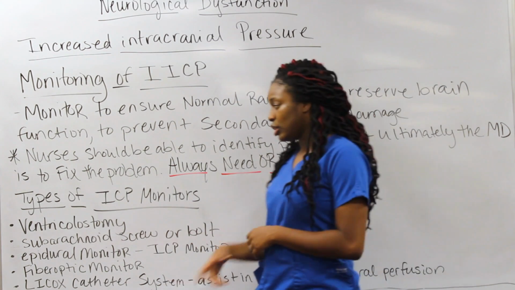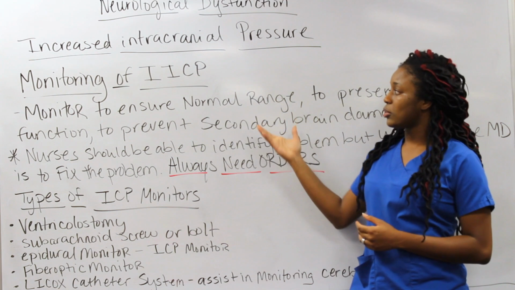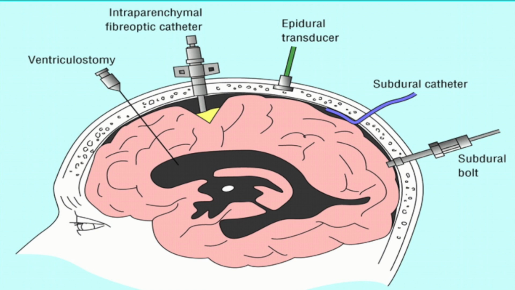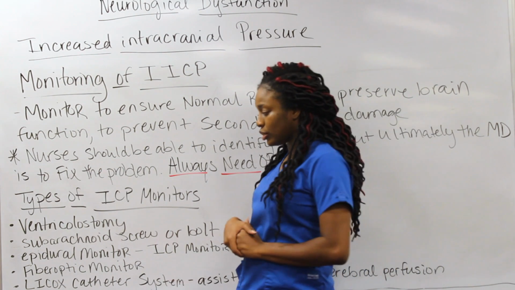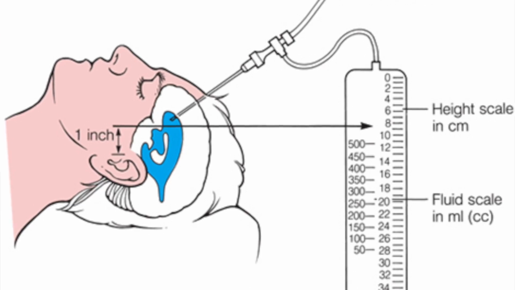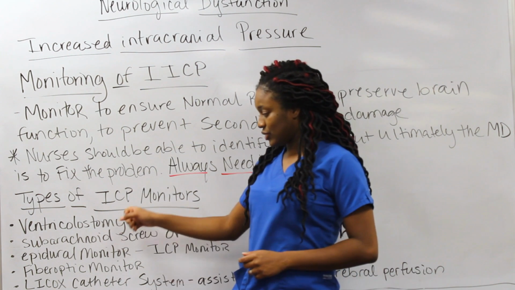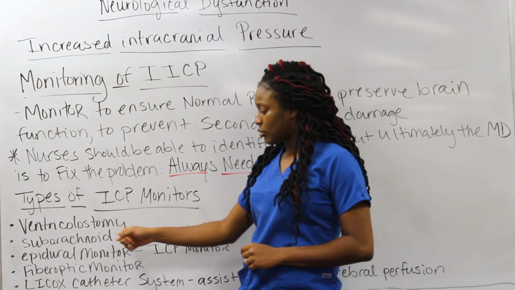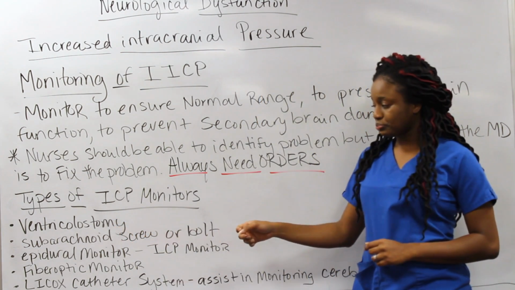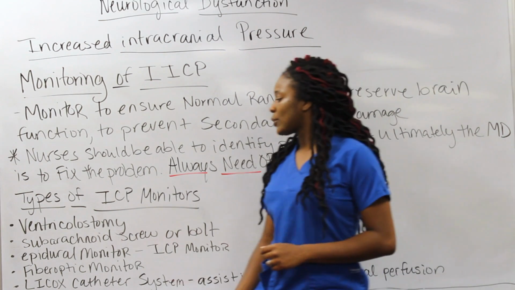So now we have different types of ICP monitors. Yes, we want to monitor it, but what are we going to monitor it with? So we have different devices here that I got from the Brunner and Suddarth book. I guess these are the most popular ones. They have the ventriculostomy, which I have dealt with, okay? Out of everything on this list, I have dealt with a ventriculostomy. I have seen the subarachnoid screws or bolts, but it's very rare that I have to deal with them, okay?